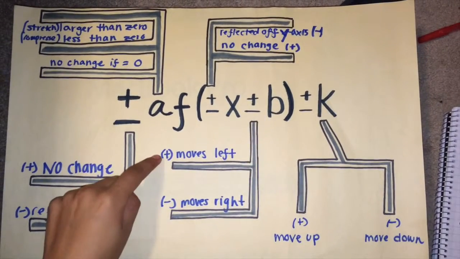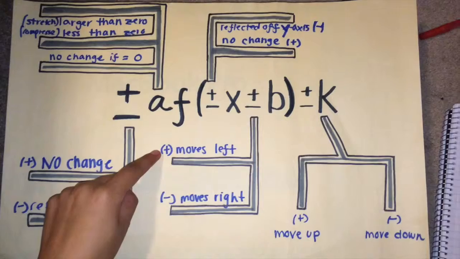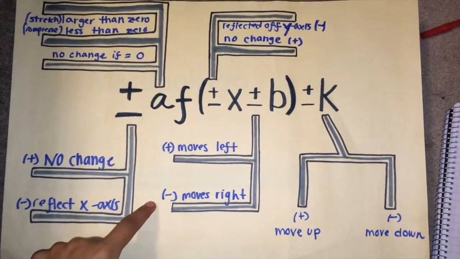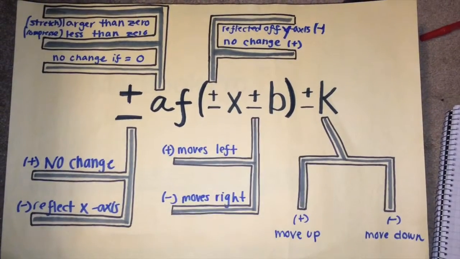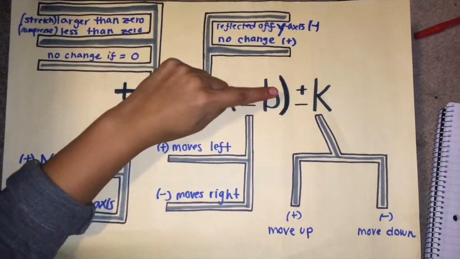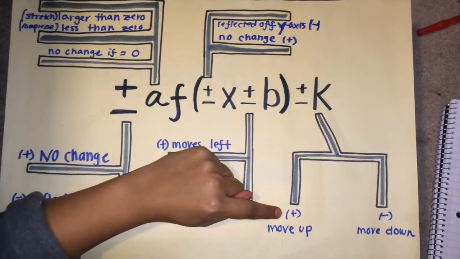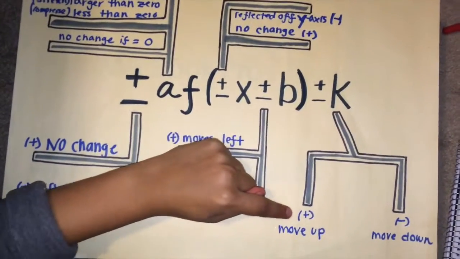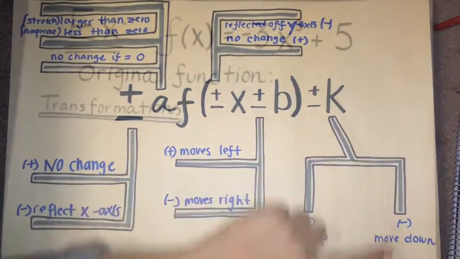If b is positive, it'll be moved to the left. If it's negative, it'll be moved to the right. If k is positive, the graph will be moved up. If k is negative, the graph will be moved down.